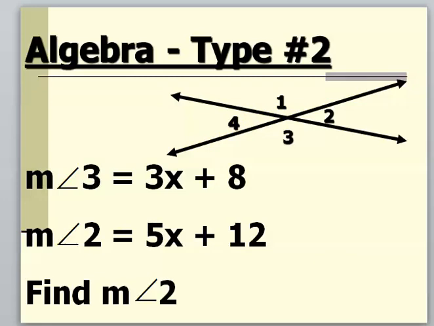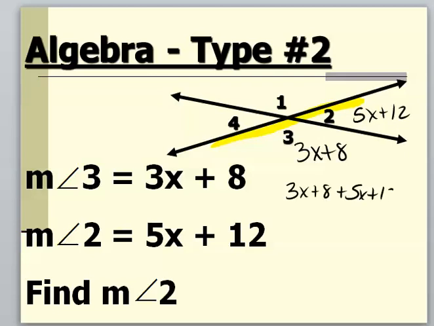Let's do another of that type. This time the measure of angle 3, same picture, is 3x plus 8. Angle 2 is 5x plus 12. Again, these are not vertical, they're not opposite, they are next to each other and make 180 degrees. So we're going to add 3x plus 8 plus 5x plus 12 and set it equal to 180.